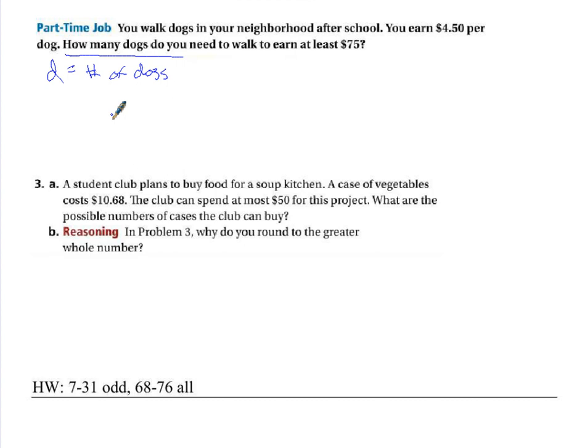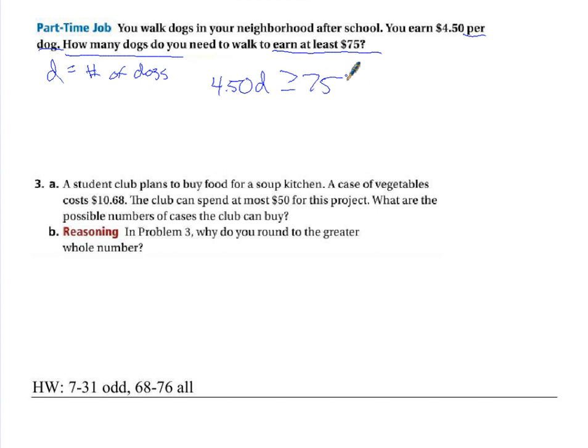All right, so now the problem tells me you earn $4.50 per dog. The per dog tells me that the variable is attached to the $4.50. Okay? So I'm just going to write $4.50 D. Then it says, how many dogs do you need to walk to earn at least $75? Greater than or equal to 75. There you go. That is the inequality.